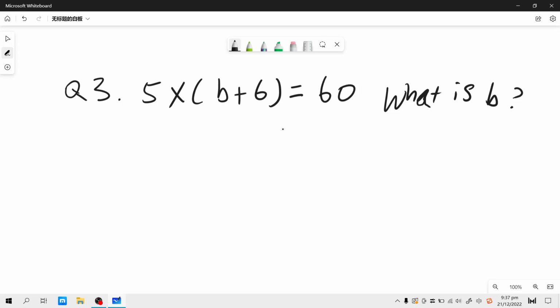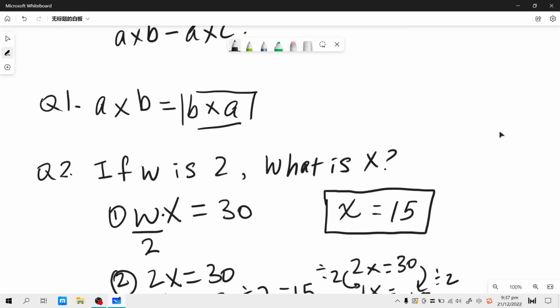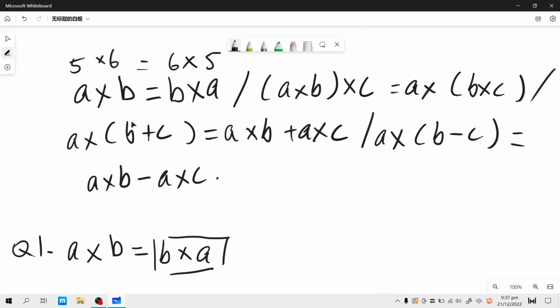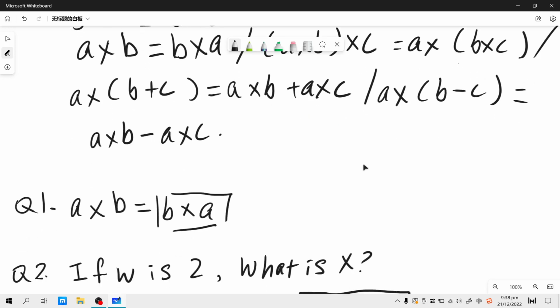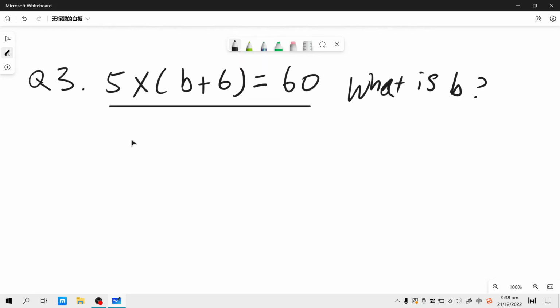Alright, so I assume you're done. So this equation looks familiar, right? Well, it's actually the equation on top, this one. A times bracket b plus c equals to something. So the equation here, this one, a times b plus c equals to a times b plus a times c. So if you memorize this, you just know what the answer of this question is.